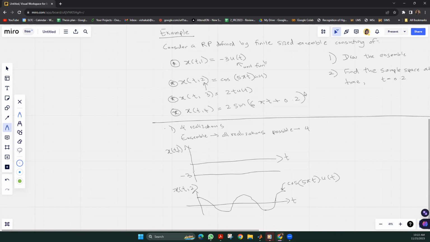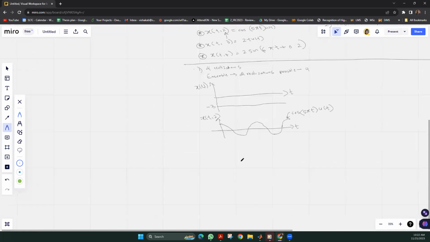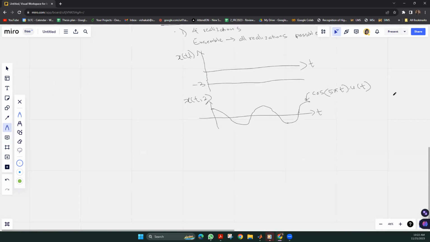u(t) actually means the unit function. So if you're multiplying with u(t), you're just considering the value of cosine and multiplying it with the unit value. Unit value means 1, so basically you're multiplying each cos value with 1. So we have the cosine function as the second realization.